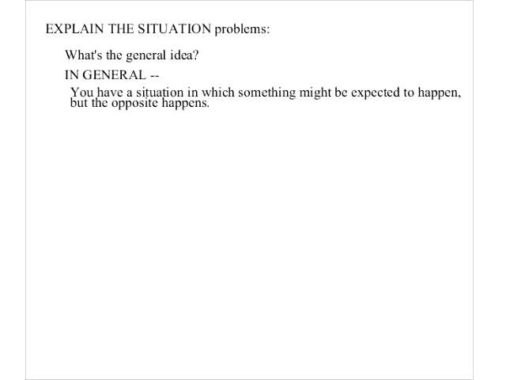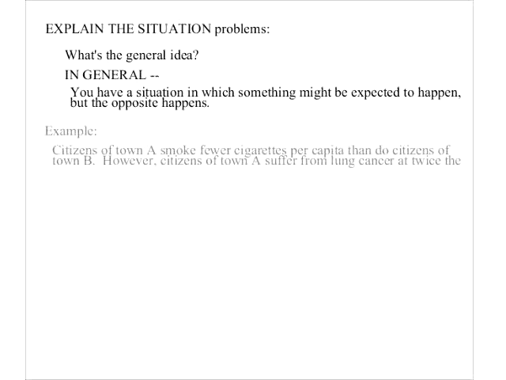So here's an example. I'm just going to make this one up on the spot. This one's not going to have 5 answer choices or anything. But here's an example: citizens of town A smoke fewer cigarettes per capita than do citizens of town B. However, citizens of town A suffer lung cancer at twice the rate at which citizens of town B suffer that disease.